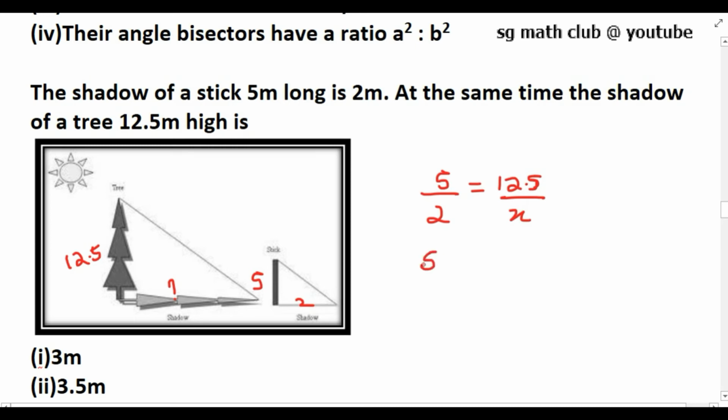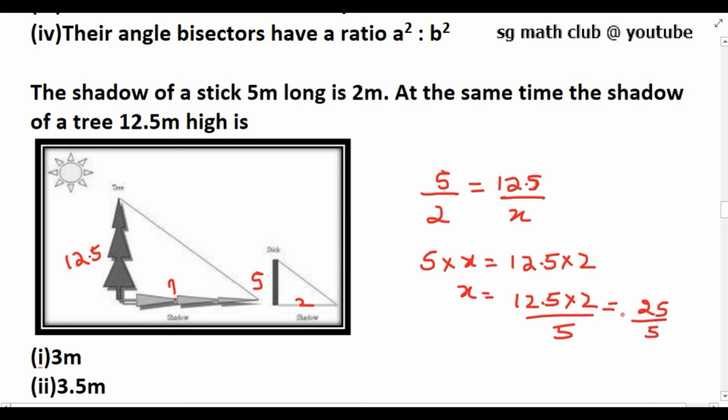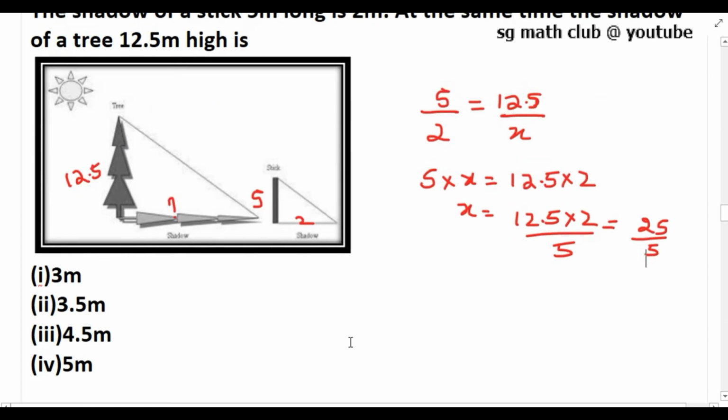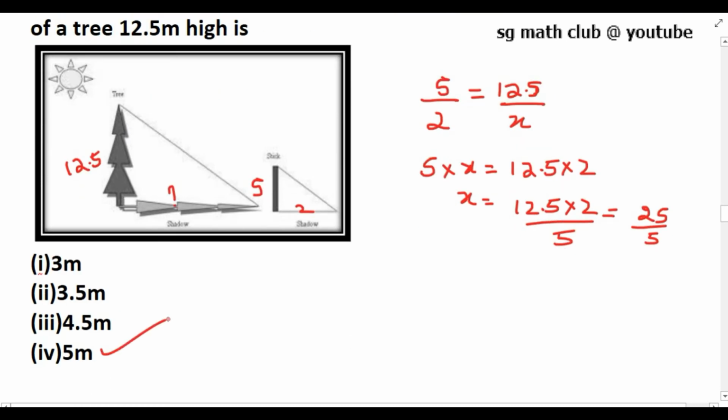So cross multiply. 5 into x is equal to 12.5 into 2, or x is equal to 12.5 into 2 divided by 5, which is equal to 25 by 5, 5 meter. So we can see 5 meter is there. So this is the answer.